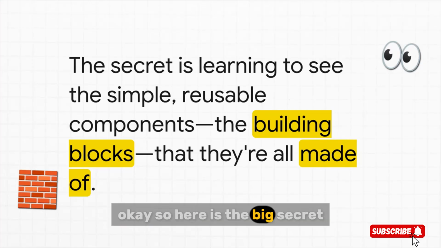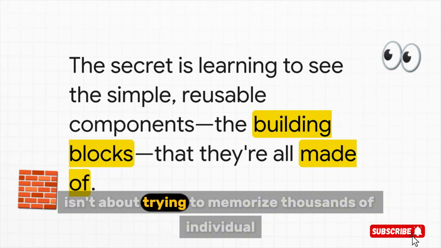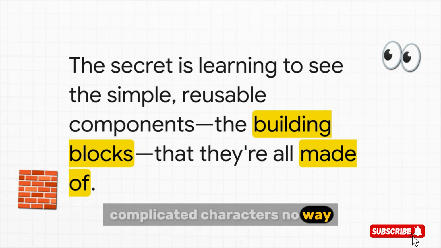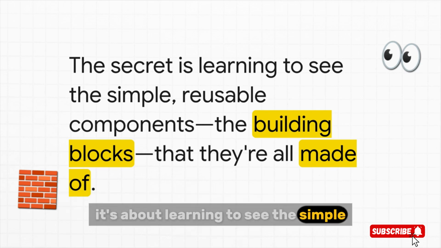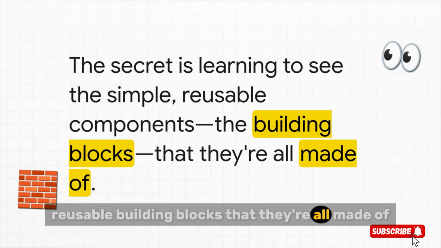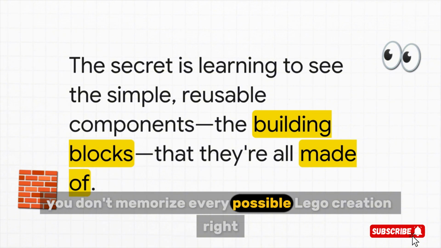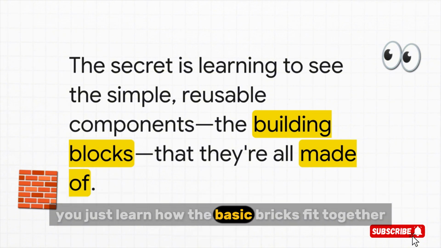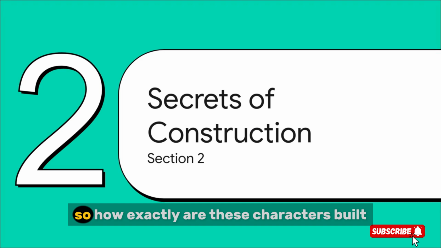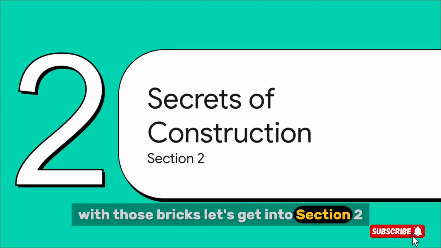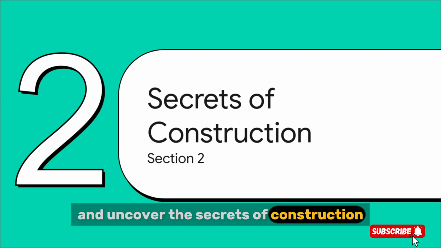Okay, so here is the big secret. The key isn't about trying to memorize thousands of individual, complicated characters. No way. It's about learning to see the simple, reusable building blocks that they're all made of. Think of them like Lego bricks. You don't memorize every possible Lego creation, right? You just learn how the basic bricks fit together. So, how exactly are these characters built with those bricks? Let's get into Section 2 and uncover the secrets of construction.